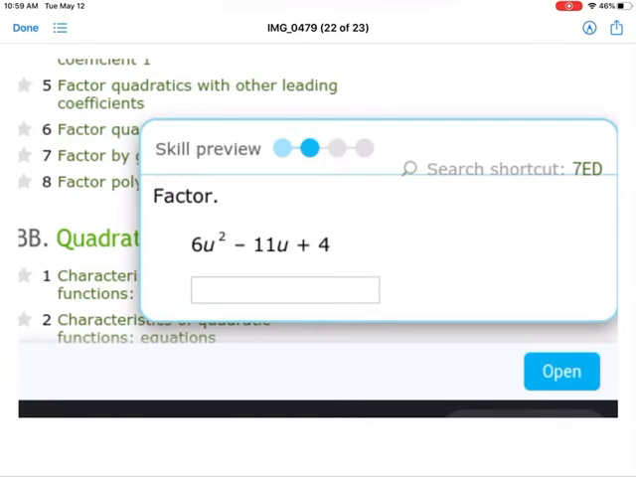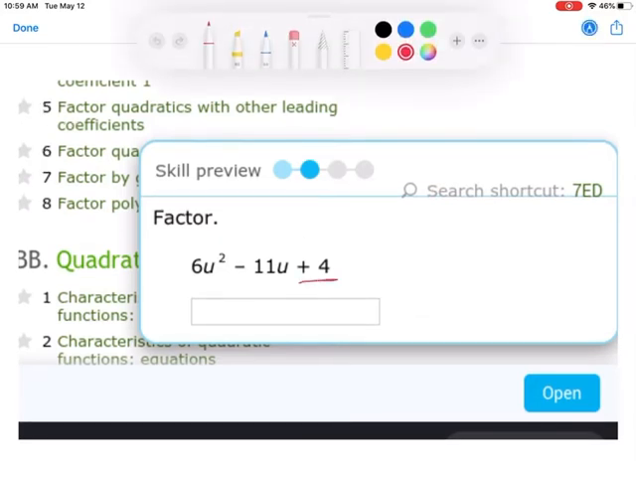So we have to use what's called the AC method. Instead of asking yourself, what multiplies to 4 and adds to negative 11, we have to ask ourselves, what multiplies to 24? That's called AC. This is the AC method. All right. What multiplies to 24 and adds to negative 11? So it's not just 4 anymore. You got the A value. You have to include that now.